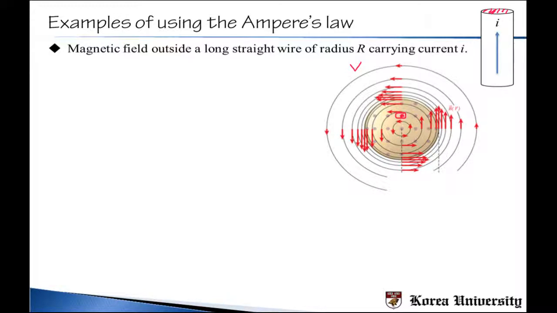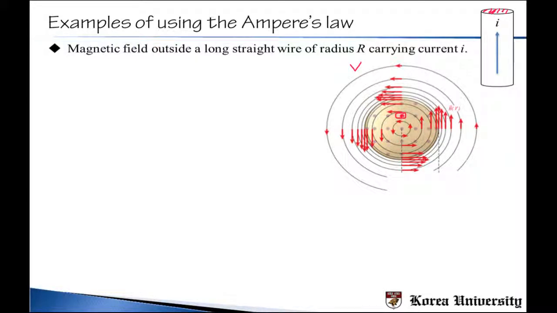And then we want to know the magnetic field, first outside of this wire, and then later inside the wire. First, if you want to calculate the magnetic field outside this wire using Ampere's law, then you first have to set up the Amperian loop. And for the simplicity of the calculation, you have to set up the Amperian loop so that it will have the simplest shape and the symmetric shape, right?